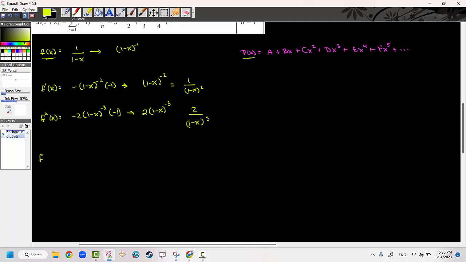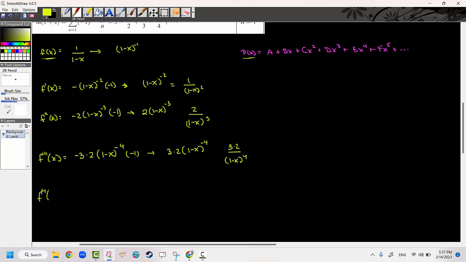So I'm going to go and do it again. f triple prime of x is going to be, I'm going to bring down that negative 3, but I'm not going to multiply them in. I'm going to call them negative 3 times 2, 1 minus x, and you'll see why I'm doing this in just a second, but not quite yet. This is going to become 3 times 2 times 1 minus x to the negative 4. Eventually, it's going to become 3 times 2 over 1 minus x to the fourth.